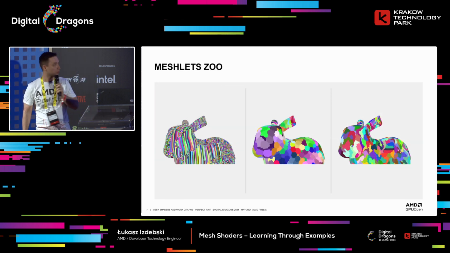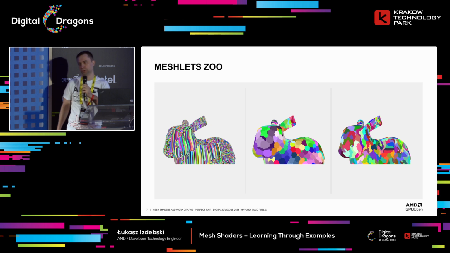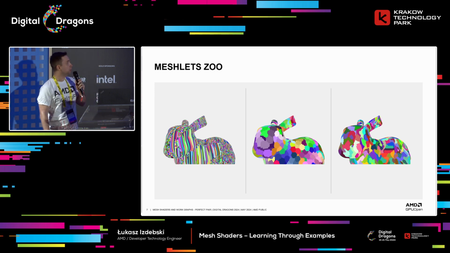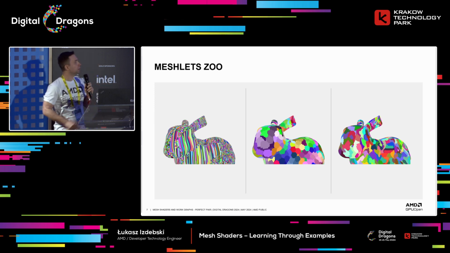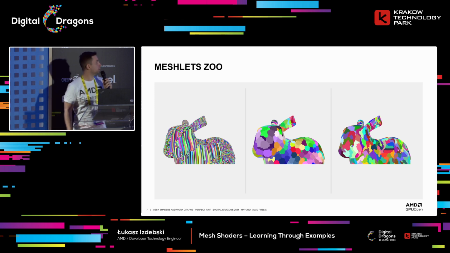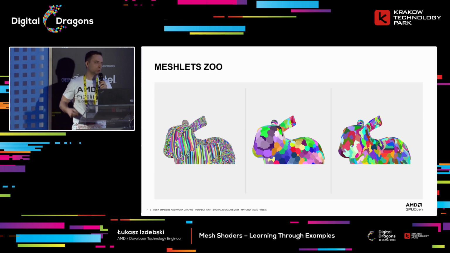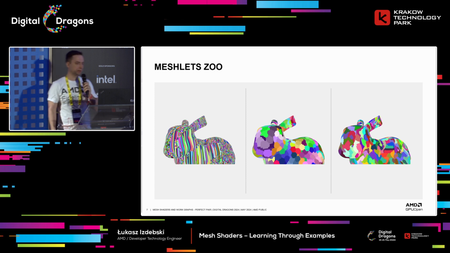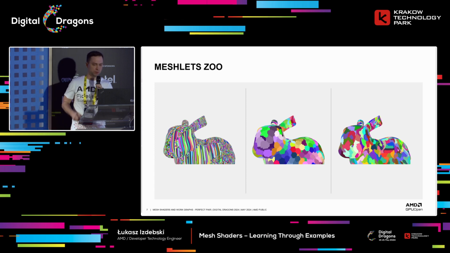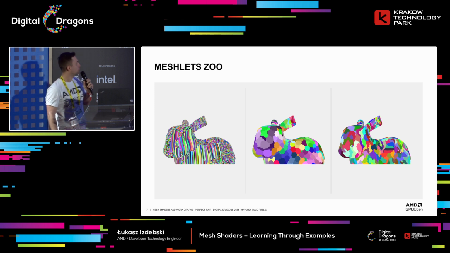The first consequence of lacking input assembly is that we cannot feed this pipeline the same data as we do with the traditional pipeline. So we need to split the mesh into smaller batches, and those batches are called meshlets. You can create meshlets as you wish. There's no one standard way. You can create meshlets that are better fitted for your usage.